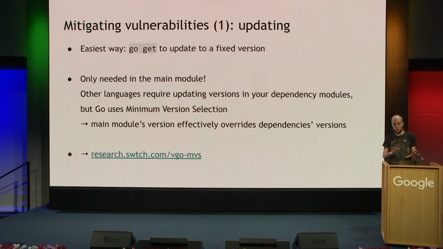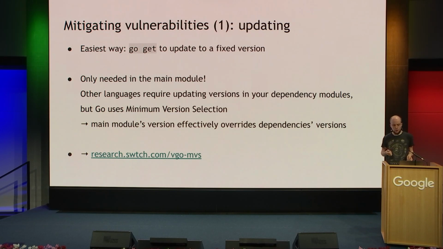All right, so let's assume though that the code is vulnerable. What can we do to mitigate this vulnerability? The first and easiest way, of course, is updating. We can just update to a fixed version of our dependency, but that also means that we need to have a fixed version available. We're going to talk about what we do if we don't.